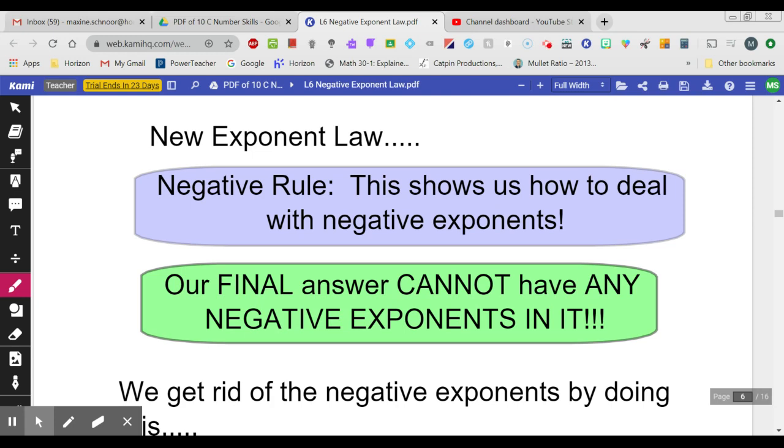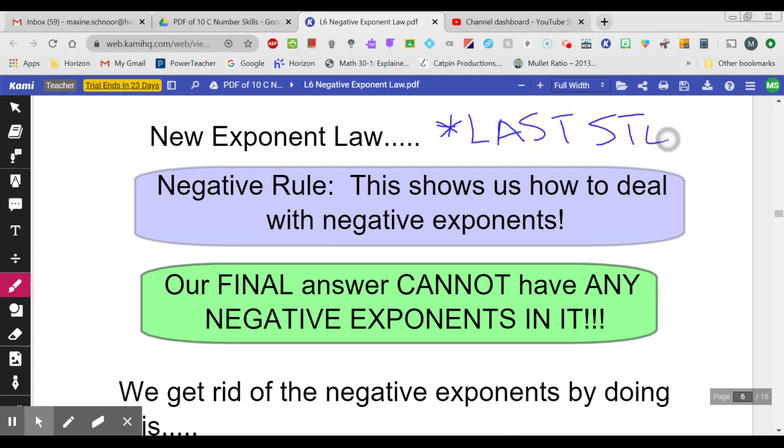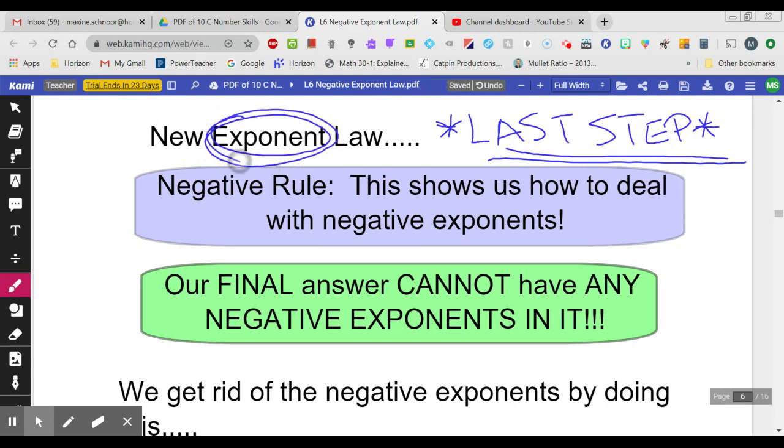Okay, grade 10s, we are going to start a brand new exponent law today called the negative exponent rule, or the negative rule. Again, it's not a big deal to me that you know the name of it, just how to use it. The negative rule is something that we do as a last step. We never start with it, we only finish with it, and we don't even have to use it on every question. We use it with negative exponents only.